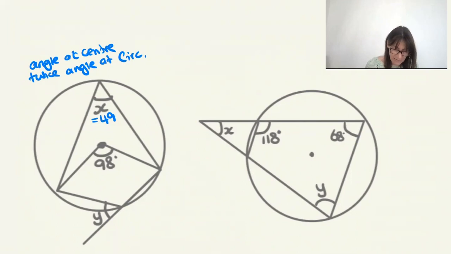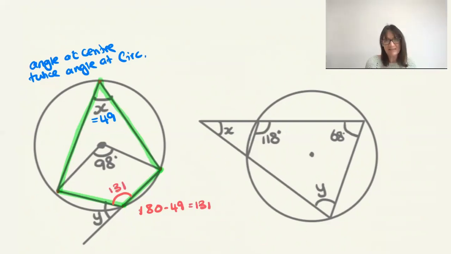So I've also got 1, 2, 3, 4 points on this circle, making a quadrilateral. Let's highlight the quadrilateral that that makes. There it is. So I know that the opposite angles of a quadrilateral have to add up to 180. So this angle here is going to be 180 take away the 49, which is equal to 131. So I know that's 131.